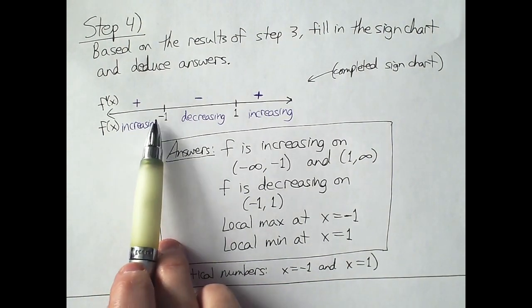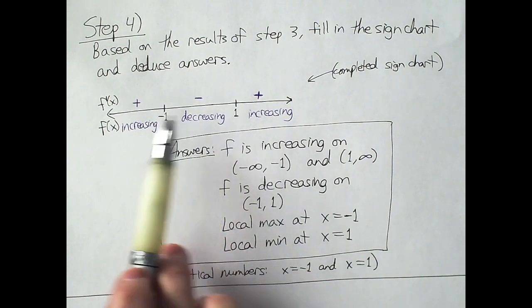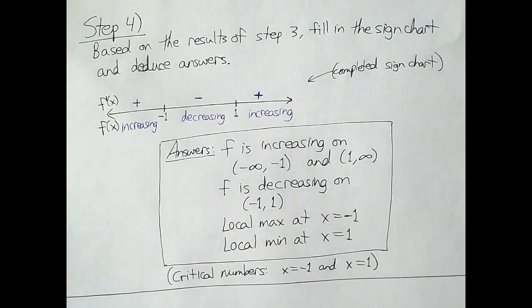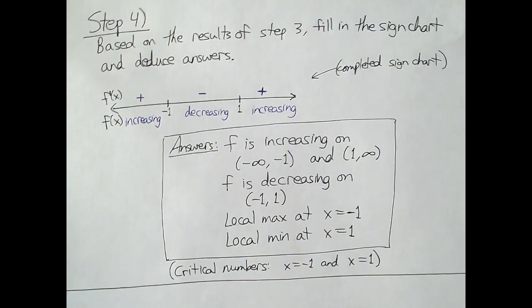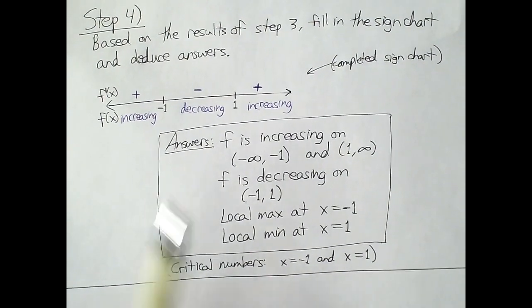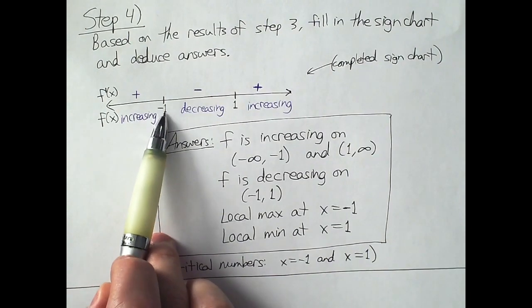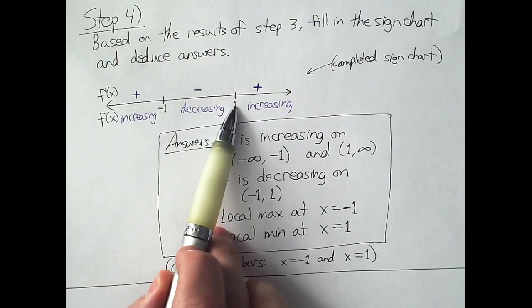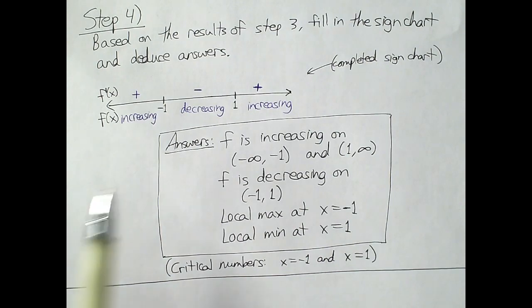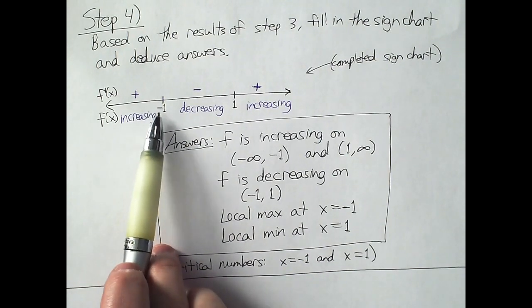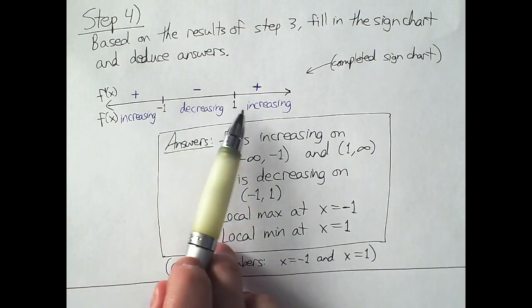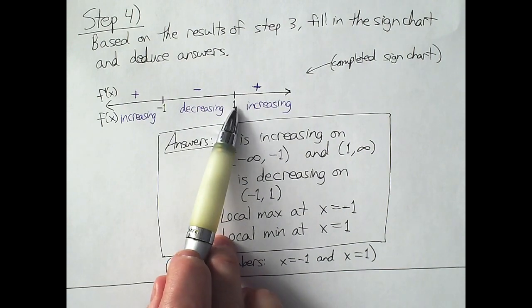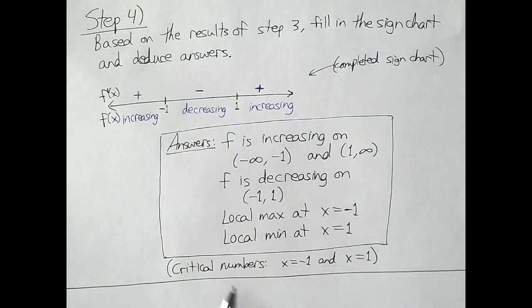But we still check because the critical numbers are the places where it might switch. By the way, you know how I was saying that you could check any number, but you can't check the actual endpoints of the intervals because they're not technically in the intervals? If you were to check what is f prime of -1 or what is f prime of 1, you'd get 0 because that's how we found them.